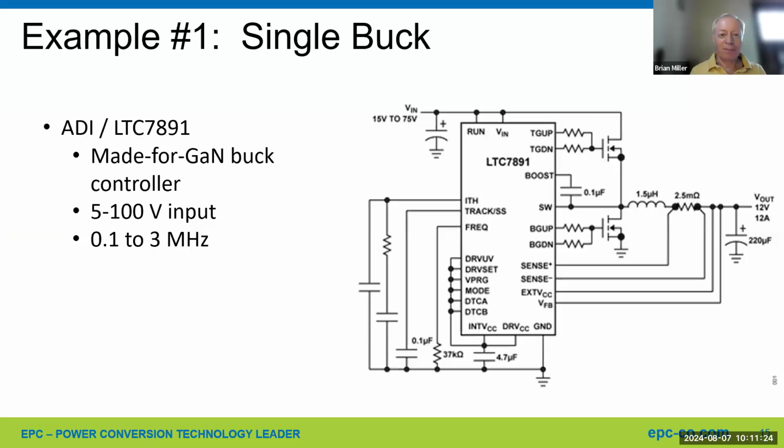First example, just a single buck. Analog Devices has made a very nice controller. It's a made-for-GaN buck controller. And what's interesting about this is it can take the switch node, feed it back, and minimize dead time all the way down to 0. Now, you may or may not like to do that at first until you get more familiar with it. That's switchable. You can switch that on or off. Very nice feature.